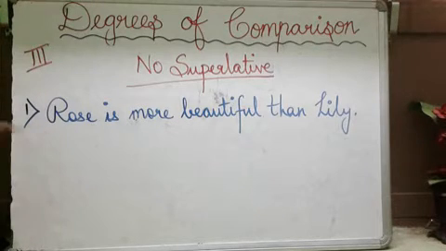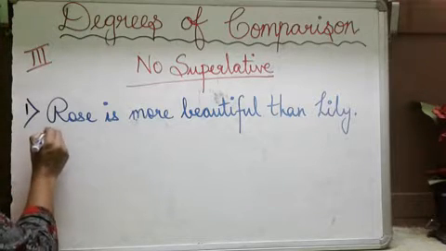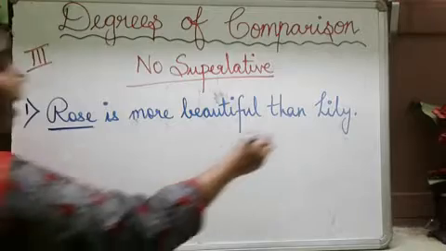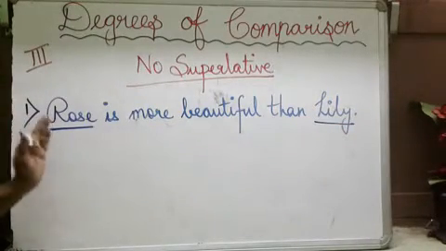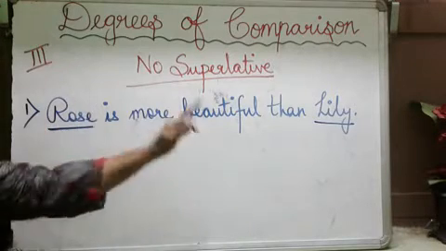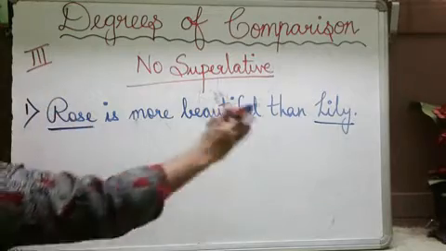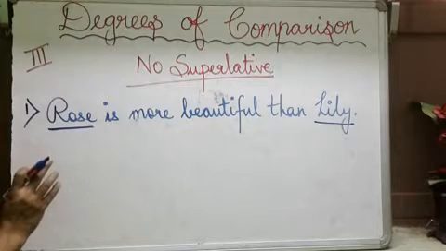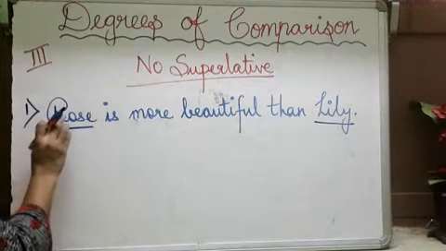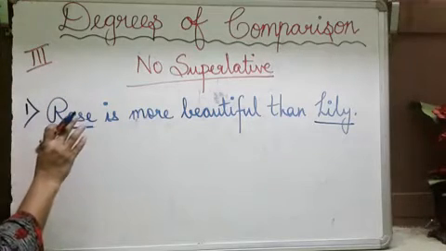And when you see this third pattern, here they have used two subjects. You can see Rose and Lily, two subjects. So there is a comparison between these two, Rose and Lily. So you should not forget, whenever two subjects are given, there is no superlative in this degree, for this pattern there is no superlative at all.